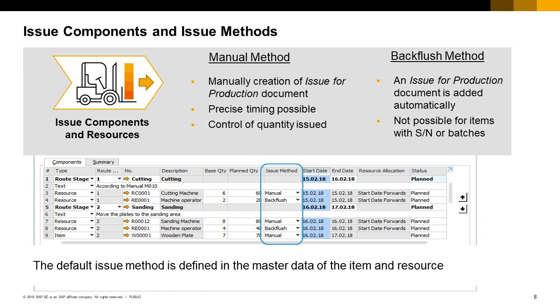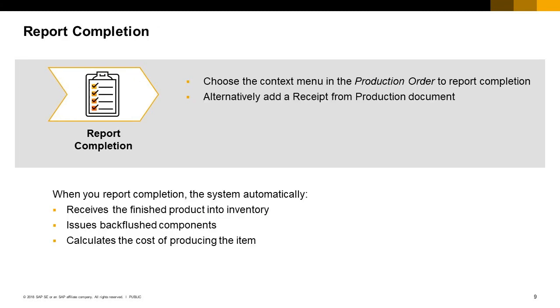Note: items that are managed with serial numbers or batch numbers cannot be backflushed, therefore, they are automatically set to a manual issue method. At the end of the process, the production manager reports completion of production. From the context menu he chooses Report Completion. When reporting completion, the system automatically receives the finished product into inventory by adding a receipt from production document, issues backflushed components by adding an issue for production document, and calculates the cost of producing the item. Note: a receipt from production document can be issued also from the production menu entry.